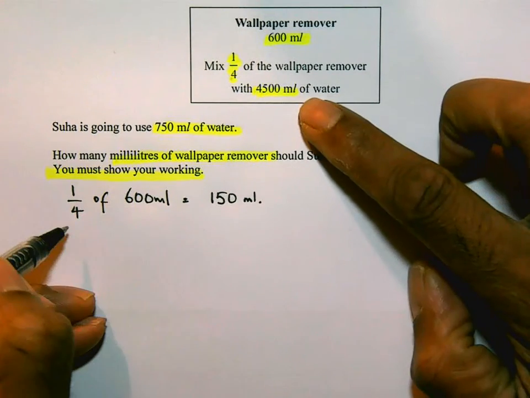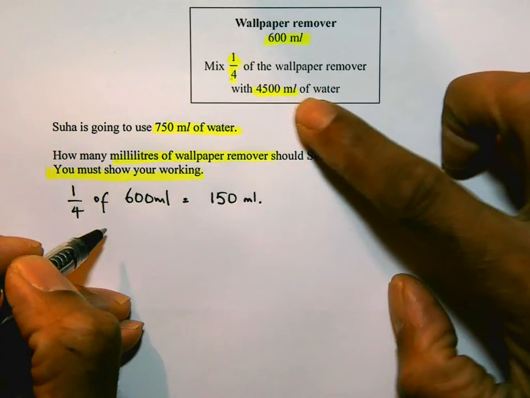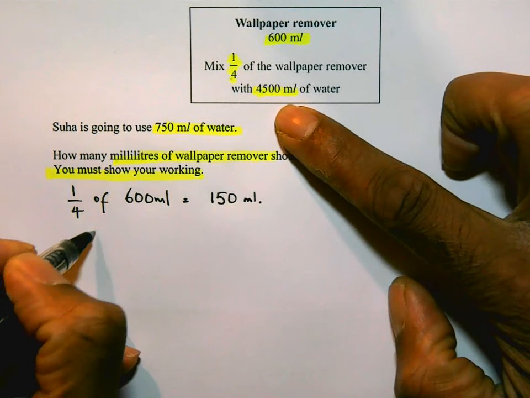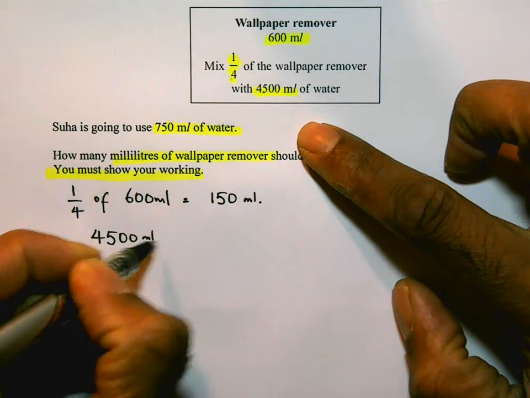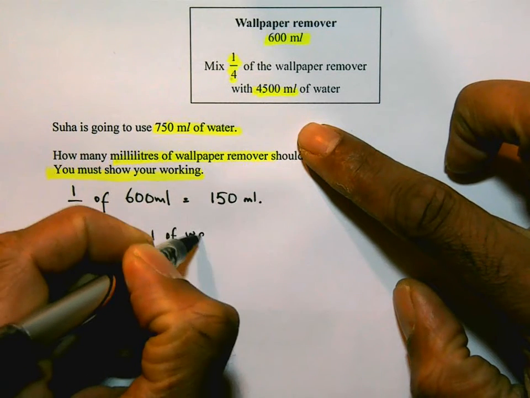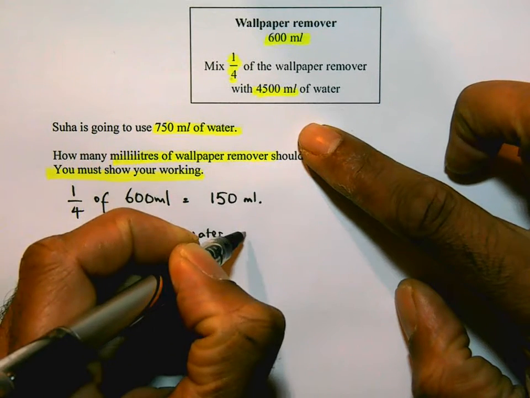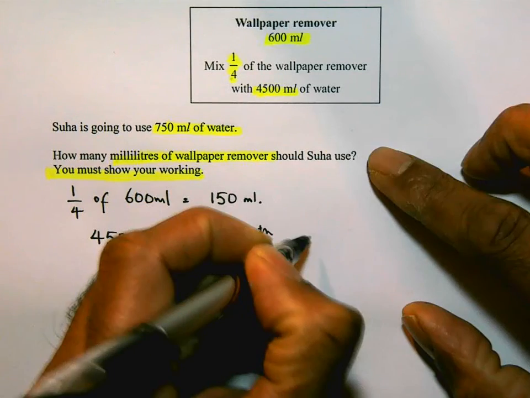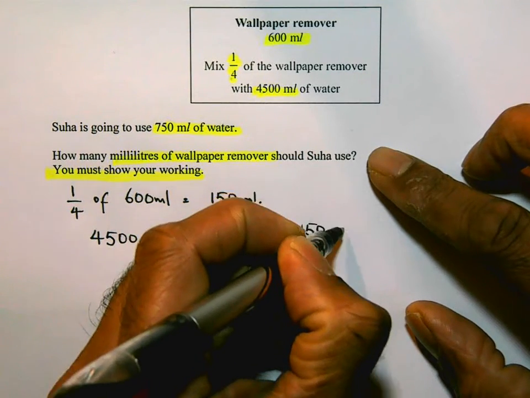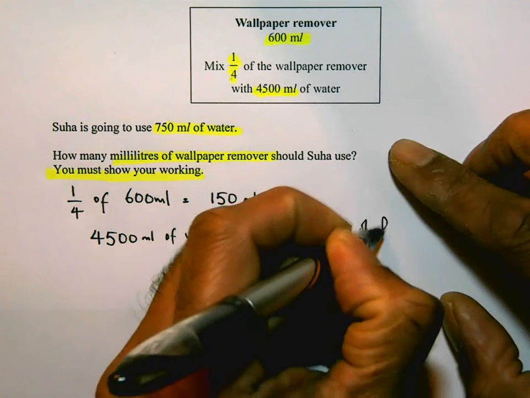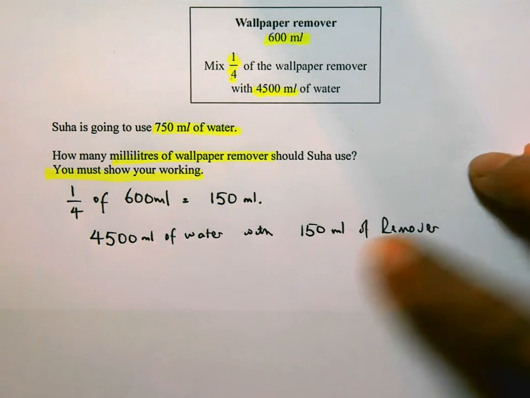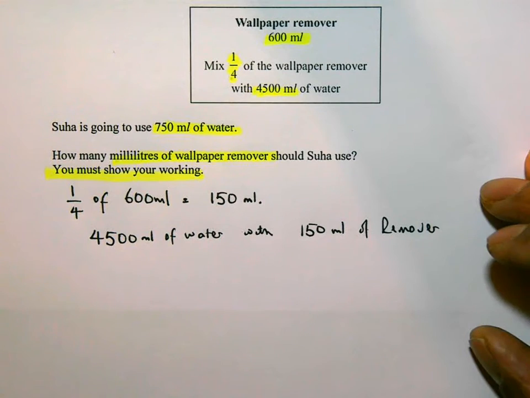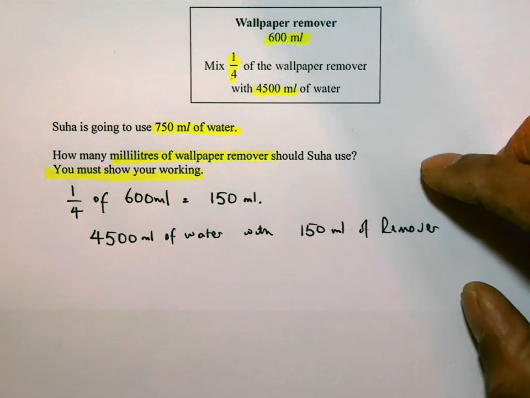So according to the instructions on the bottle, you need to mix 450 milliliters of water with 150 milliliters of remover. So that's what they've told us to do on the wallpaper remover bottle itself.